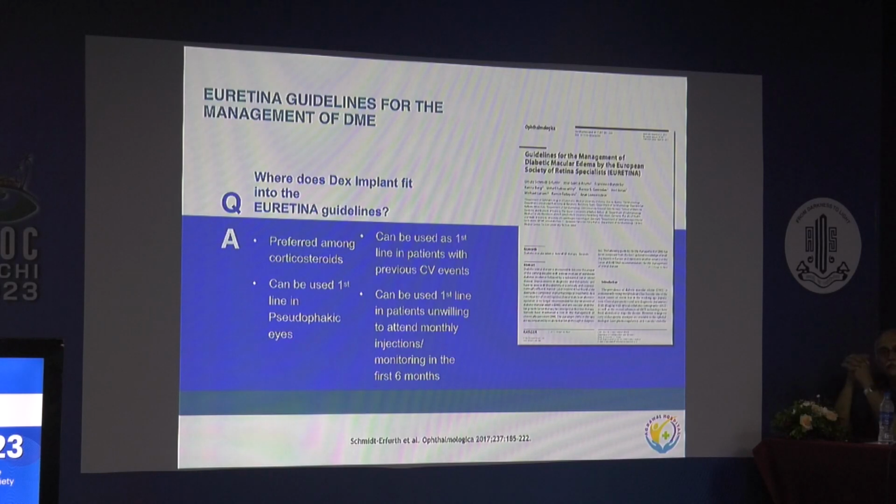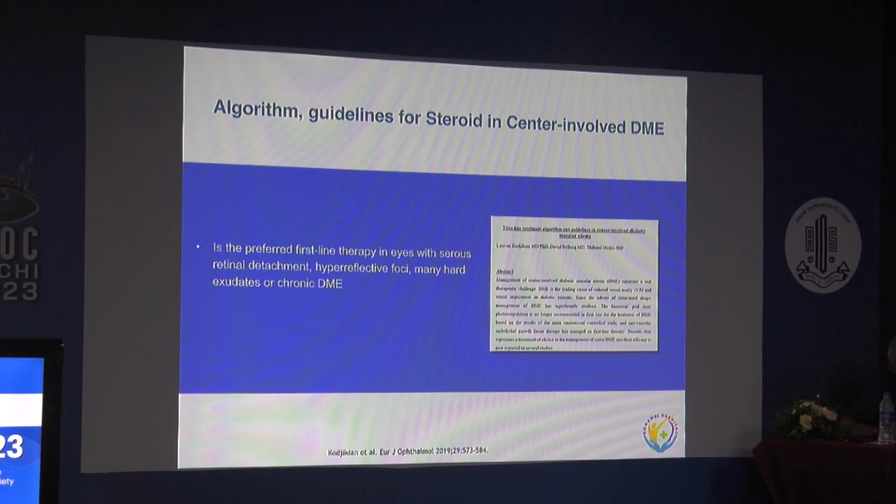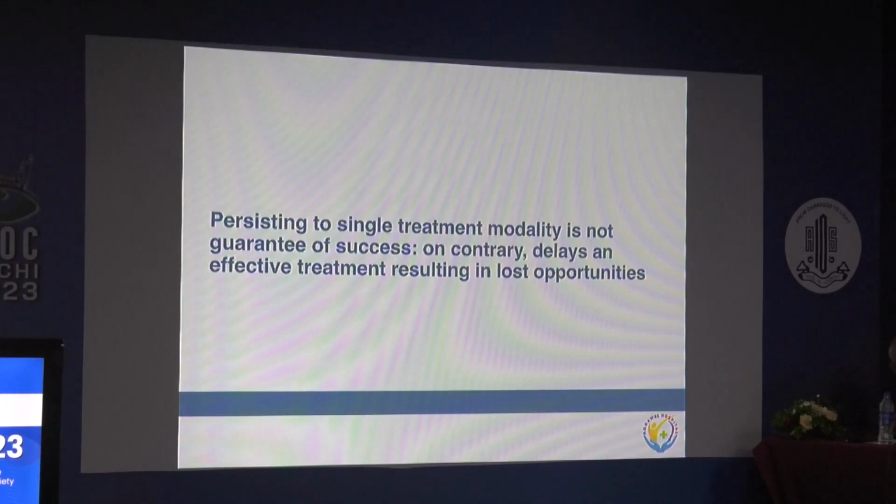So now, definite guidelines, specifically from Europe, have come out. Where does the dex implant fit into these guidelines? Dexamethasone implant is preferred among corticosteroids. It can be used as a first line in pseudophakic eyes, and in phakic eyes with previous CV events. It can be used first line in patients unwilling to attend monthly injections or monitoring in the first 6 months, that is, compliance problems. It is the preferred first line therapy in eyes with serous retinal detachments and DME, OCT biomarkers like hyperreflective foci, many hard exudates, chronic DME, or neurosensory detachments.